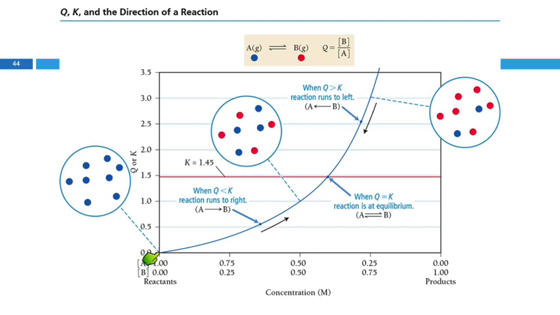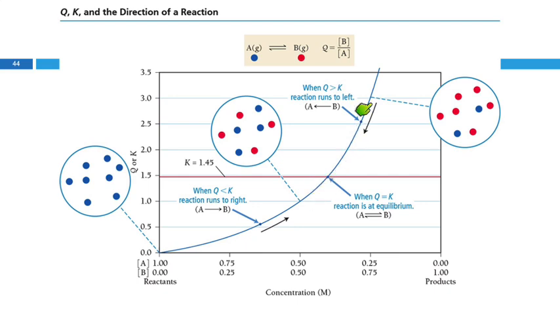So here, if we calculate Q, it is going to be equal to the product concentration divided by the reactant concentration. Well, the product concentration is going to be 0. So Q is going to be 0 here. As the reaction progresses, the concentration of product gets larger and the concentration of reactant gets smaller. And so the value for Q is going to get larger. When we get to the point where Q is equal to the equilibrium constant, we are at equilibrium.